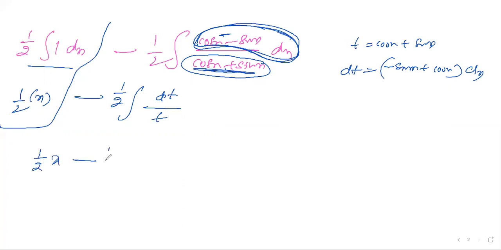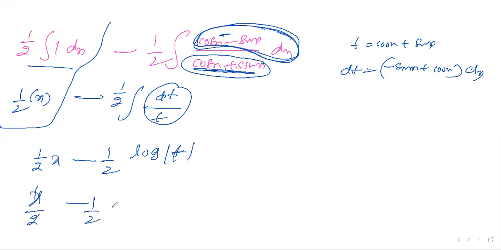So 1 by 2, integration dt by t is what? Log t. What is the t? Now 1 by 2 log of t is equal to 1 by 2 log of cos x plus sin x. Clear? Plus c. Answer is finished.